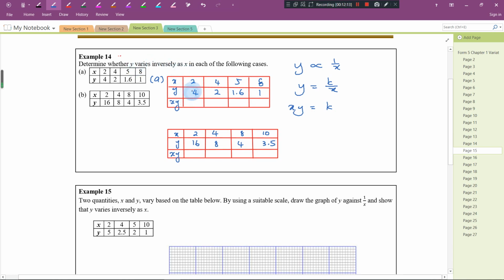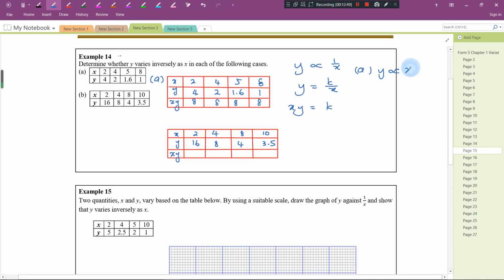Okay, let's try. 2 times 4, you get 8. 4 times 2, you get 8. 5 times 1.6, you get 8 as well. Let me write over here. The value of xy is always equal to 8. This is a constant, right? So we can make a conclusion that y varies inversely as x.